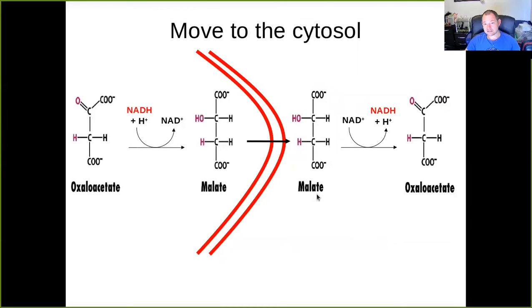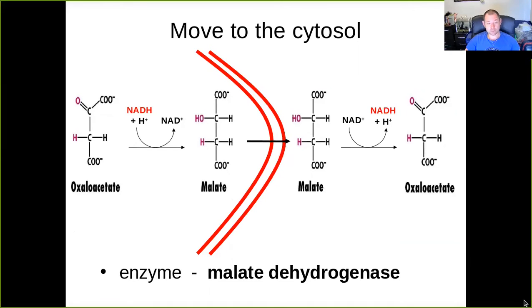So now the malate, there's going to be an NAD here, which is going to produce NADH and go back into oxaloacetate. You might wonder, why did we turn the oxaloacetate to malate, take the malate out and then convert it right back to oxaloacetate? Well, because the oxaloacetate can't get through that membrane on its own in its current form. The enzyme is malate dehydrogenase.